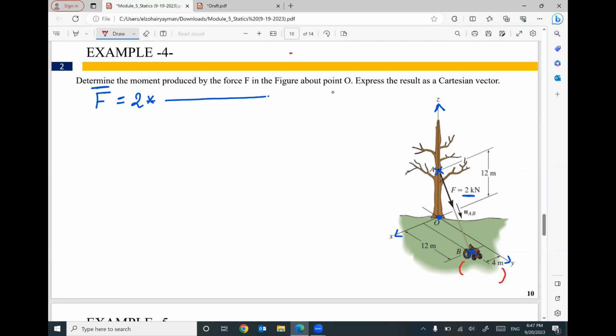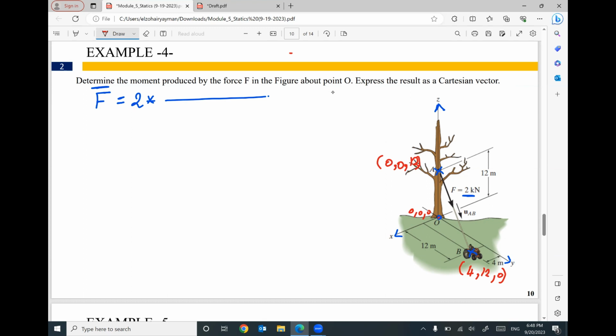Let's start. This is your origin, 0, 0, 0. If you would like to move from the origin to point B, I will move in X 4, in Y 12, in Z 0. So the coordinates of point B will be 4, 12, 0. The coordinates of point A will be in X 0, in Y 0, in Z 12. If you have any question, let me know about these coordinates.